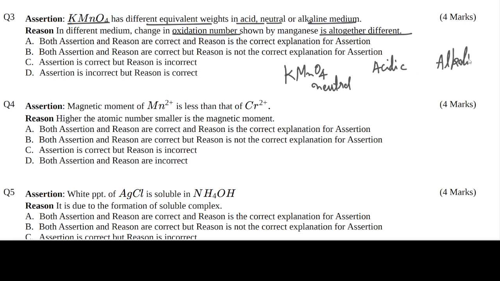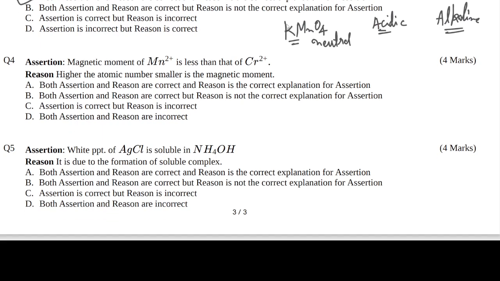One thing is very clear: if you are changing the medium from acidic to alkaline to neutral, there will definitely be a change in the equivalent weights. So both assertion and reason are correct, and the reason is the correct explanation of the assertion. This is your option number A.